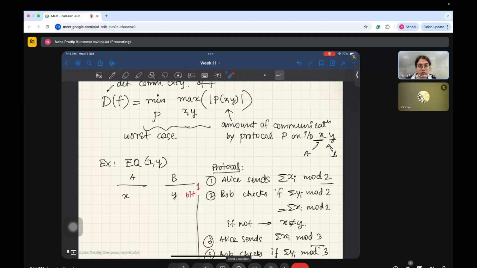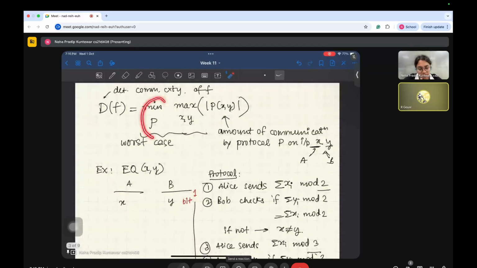Okay, but then how to get the minimum value out of it? Because to select the minimum value, I should have many max values available to me, and then I will go for the minimum out of those max values, isn't it? So what could be the meaning of the min max thing here? Something else is here.